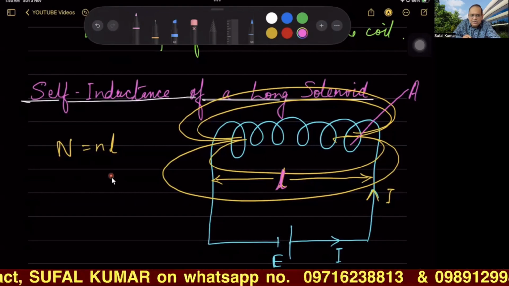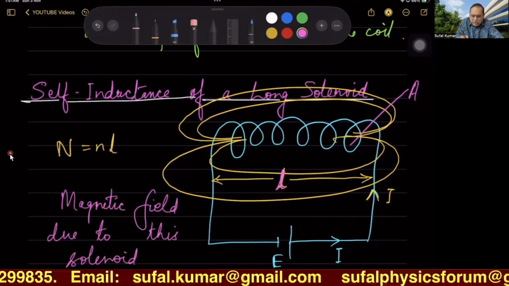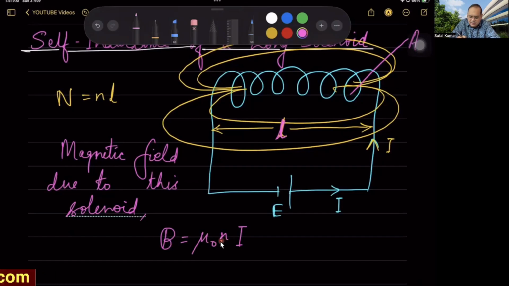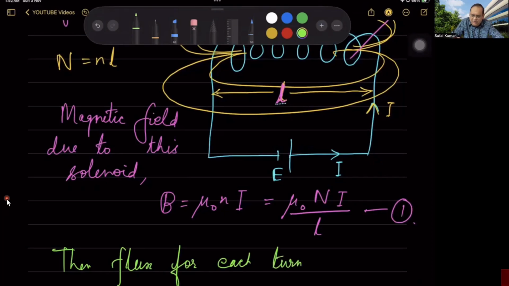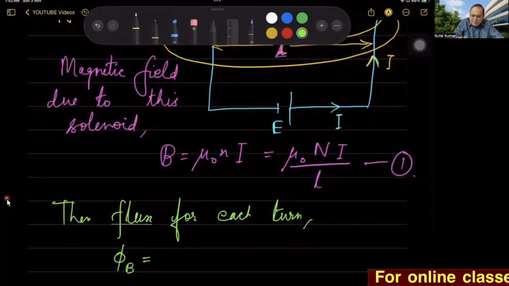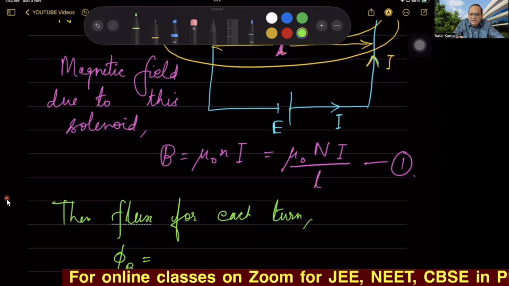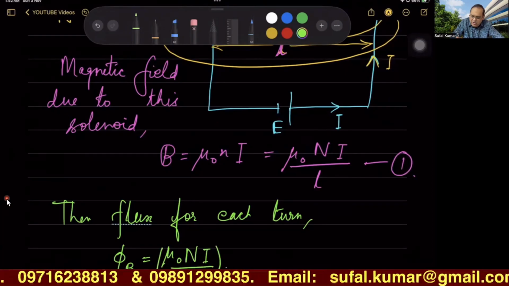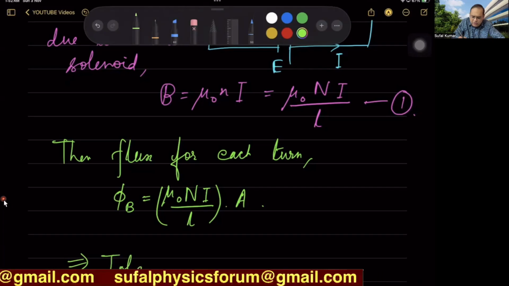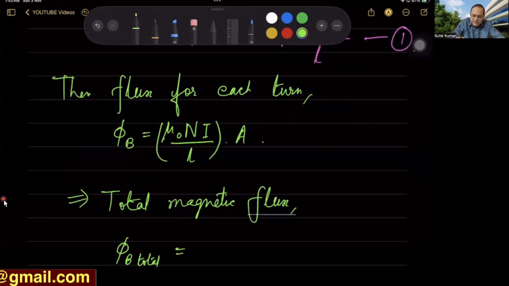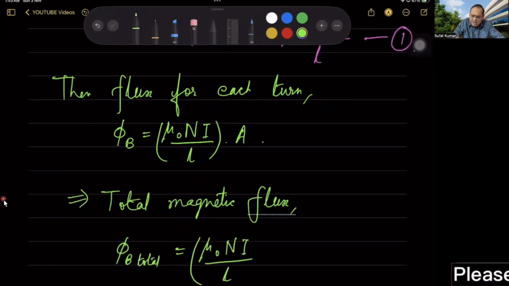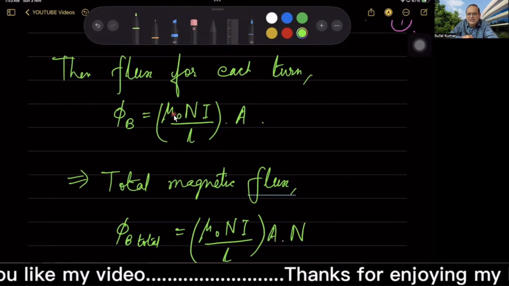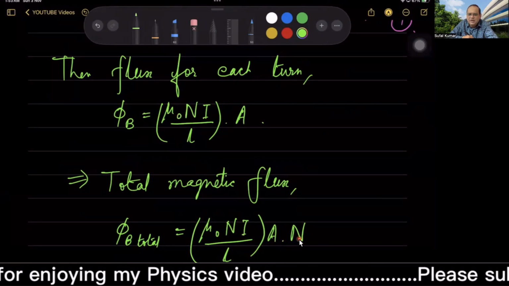Now B, the magnetic field due to the solenoid, is mu naught n I, but we need to convert this small n into capital N. Then the flux for each turn. Flux means magnetic flux. So phi B is B dot A, but here the angle between both the vectors is 0, so in general, B into A. B is mu naught N I by L into A. But for the total flux, phi B total equals mu naught N I by L A into the total number of turns, because this whole expression was for a single turn. Now the total flux will be multiplied, so it would be N extra.